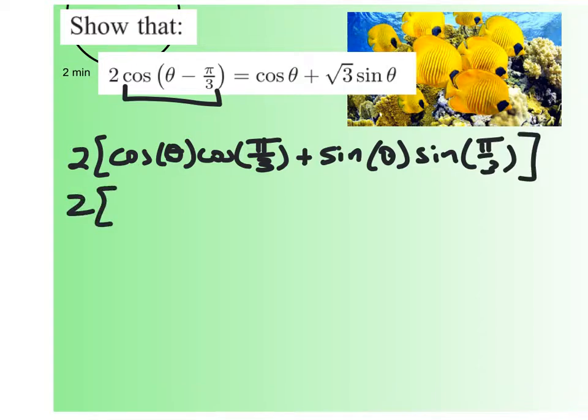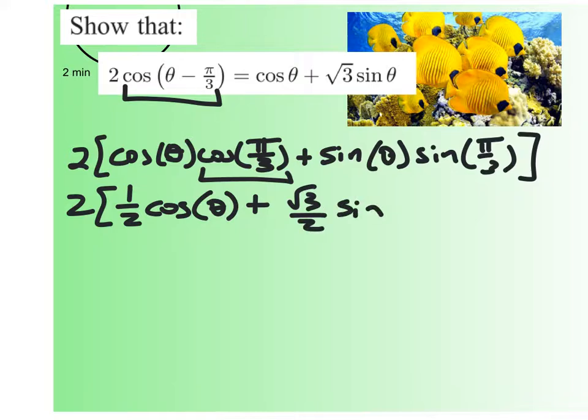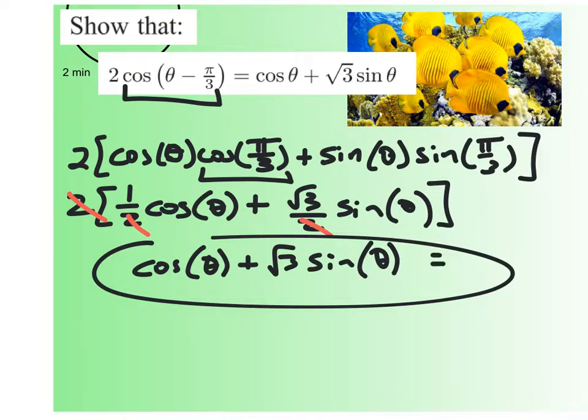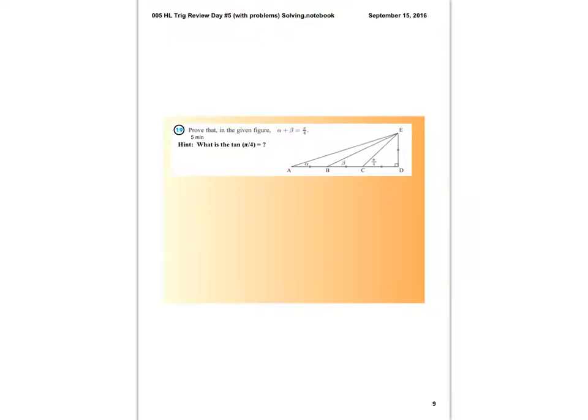Alright, so let's leave that 2 on the outside and let's just evaluate. What is cosine of pi over 3? Well, I believe that's 1/2. So I get 1/2 cosine of theta. And over here, the sine of pi over 3 is root 3 over 2 sine theta. And then I just go ahead and distribute that 2. That 2 will cancel with that, and it'll also cancel with that. And so I get cosine of theta plus root 3 sine of theta. And I'm proving it. Alright, let's move on.